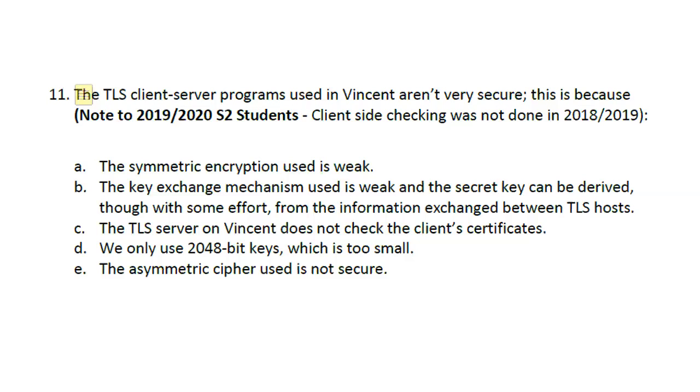And why is it C? Because the client side checking was not done, only the server side checking was done, which means that any client could connect to the robot and then control it. The other options are not true.